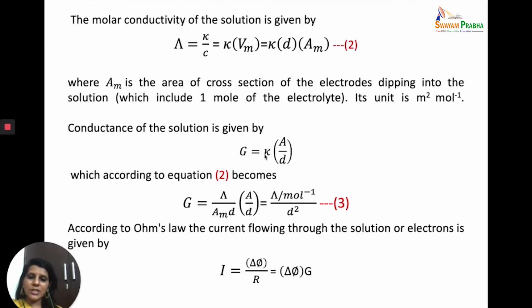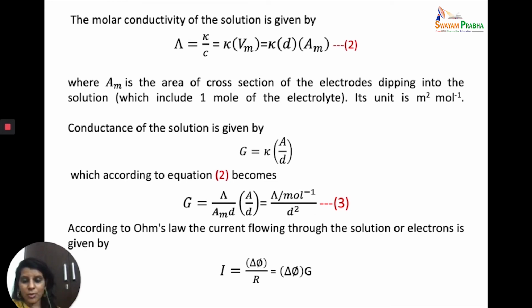Let's write it down. We know that G is equal to kappa into A by D, where D upon A is the cell constant. Now instead of kappa, let's substitute the value obtained from here, lambda upon D into Am. If I substitute here, then G can be written as lambda upon D square.